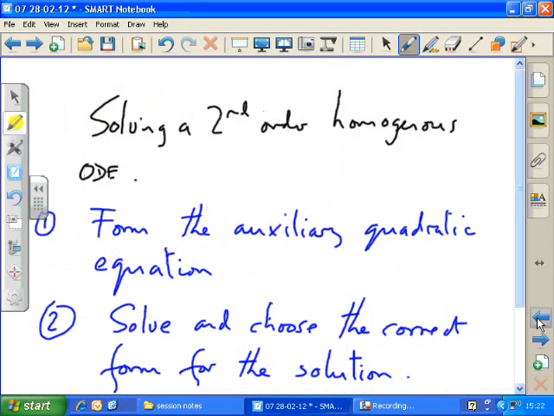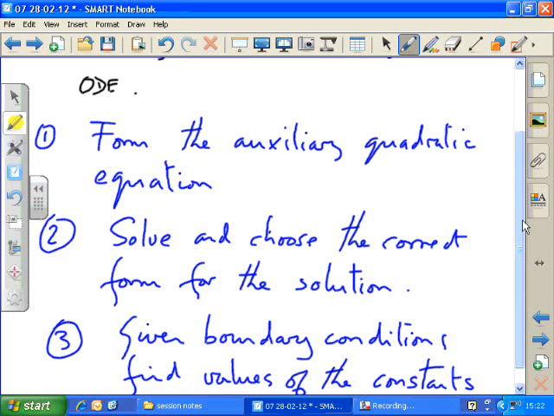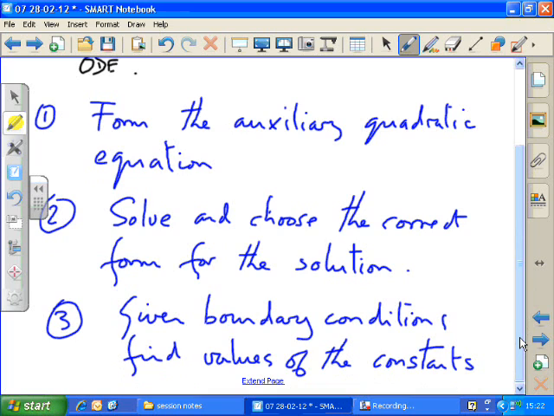So solving the second order homogeneous differential equation involves, 1, forming the auxiliary quadratic equation. That's actually very straightforward. 2, solving that quadratic, and that just means using the quadratic formula or the perfect square method, or even factorizing, and then choosing the correct form for the solution out of that table we just looked at. And then, given some boundary conditions, find the values of the constants. So let's have a go at some examples.